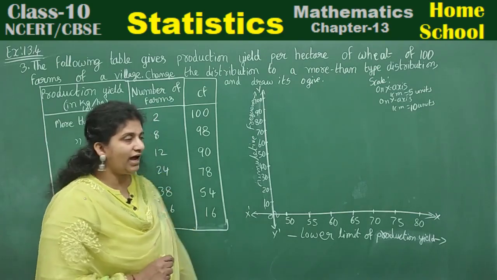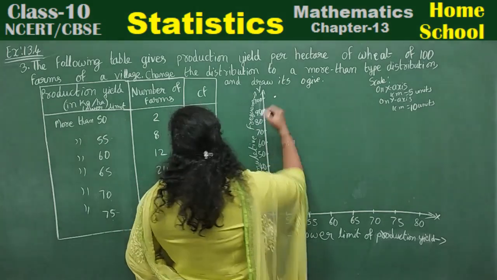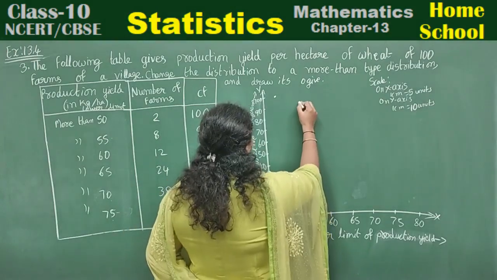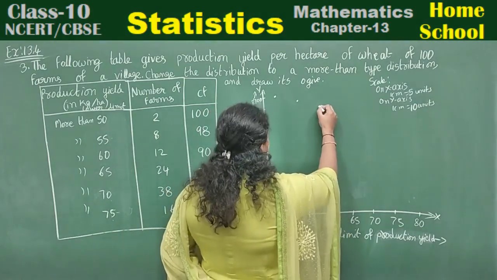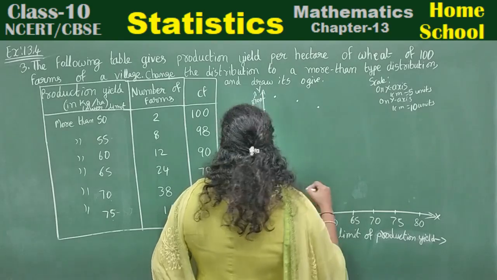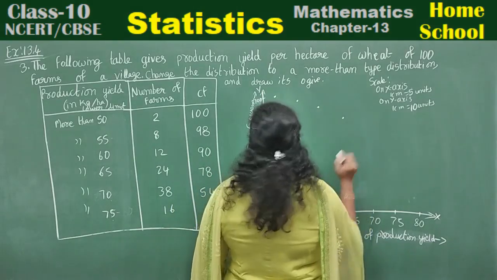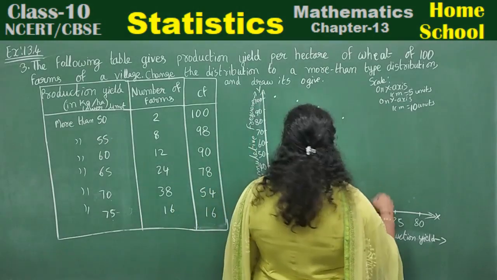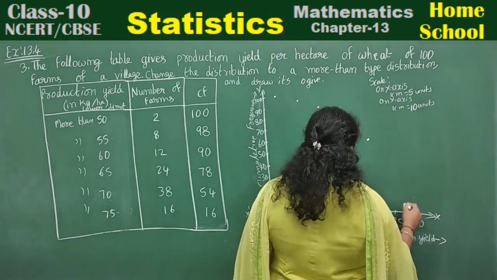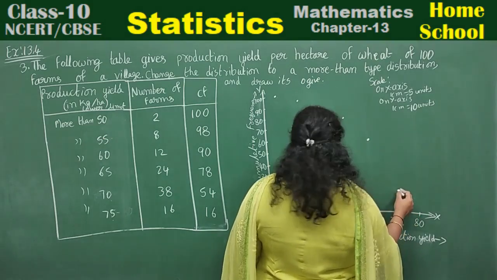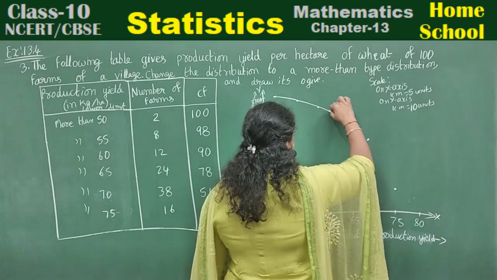Let's start plotting the graph. 50, 100. So here. 55, 98. Here. 60, 90. 65, 78. Somewhere here. 70, 54. 75, 16. So you can see your graph here.